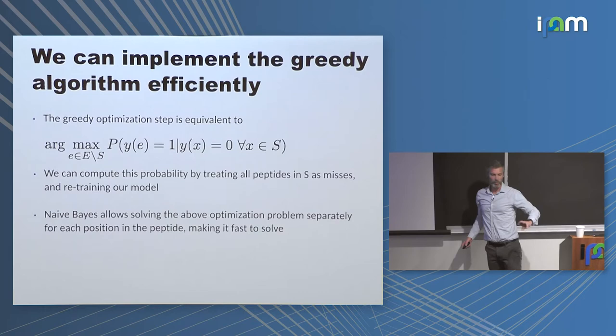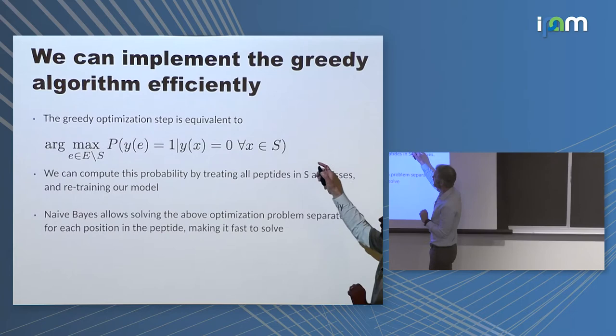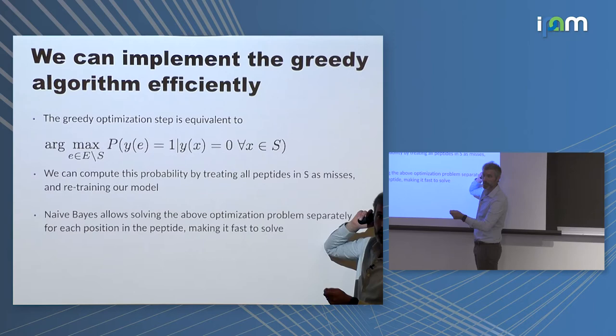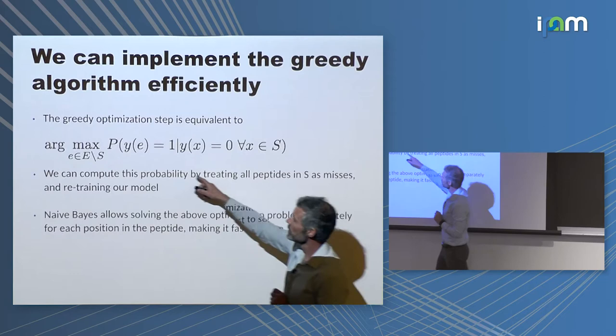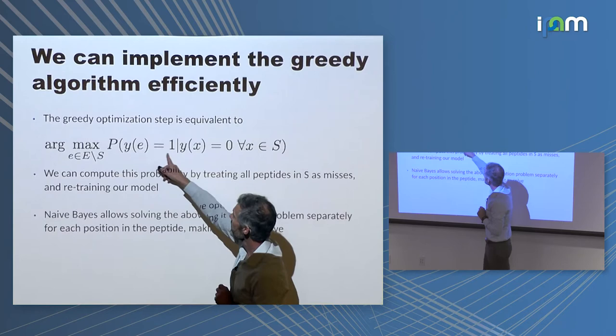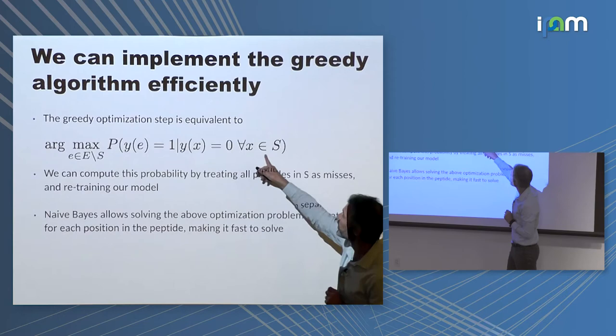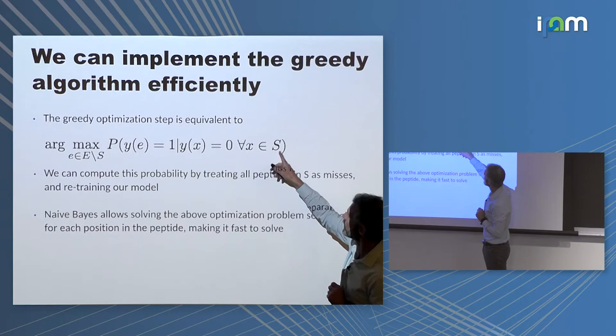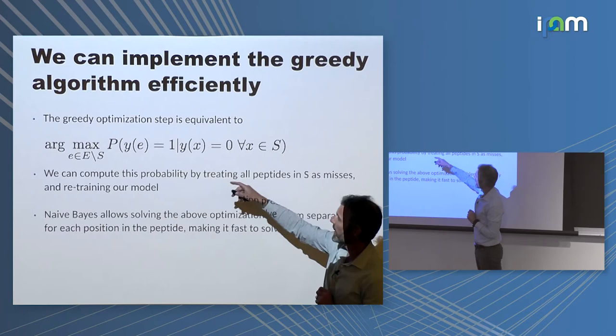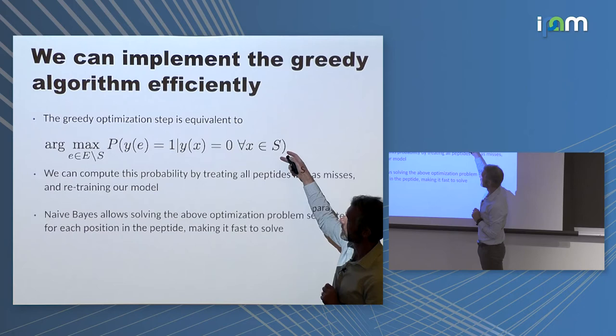So the greedy step, finding the peptide to add, such that S union E has the largest probability of containing a short hit, it turns out that that problem is equivalent to the following. You look over all peptides that you haven't yet added and find the one for which the conditional probability of it being a hit is largest, conditioned on the previous ones in the set. So this is basically the same thing as what I described in the book example with Jack. And there's a simple transformation involving basic probability that shows that doing this in a greedy algorithm is equivalent to what I described previously.